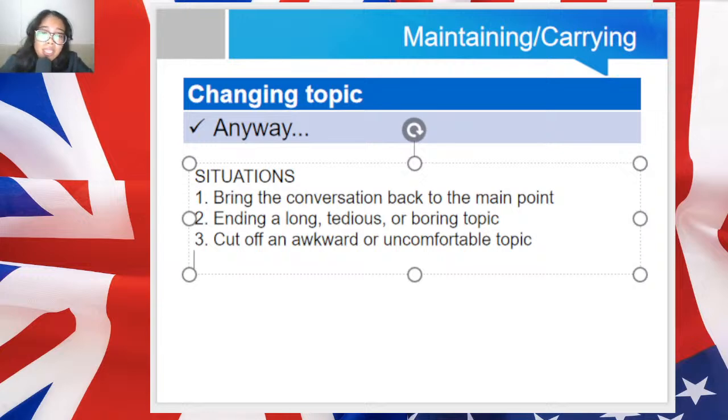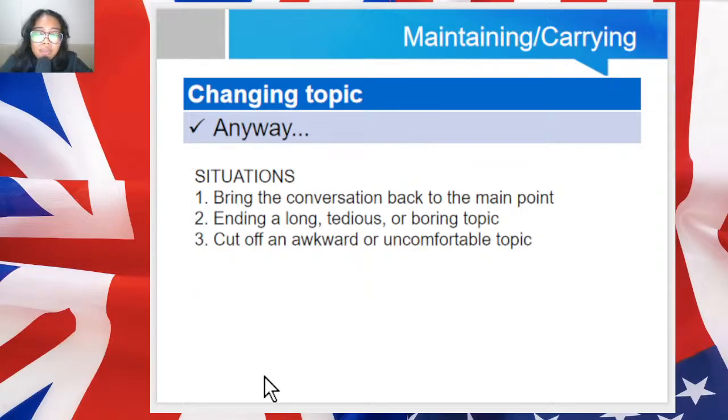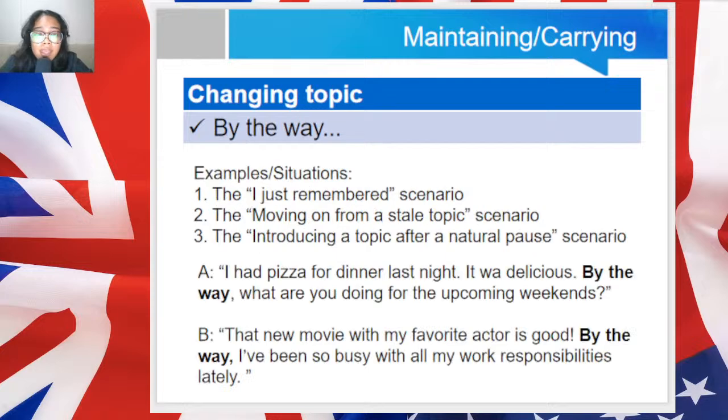You use anyway here. You're showing empathy first by saying, I'm so sorry to hear that. And then respectfully changing the subject to something neutral. This is a very skillful way to handle a difficult situation without being confrontational or rude. So it allows you to protect the mood of the conversation. Anyway. All right.